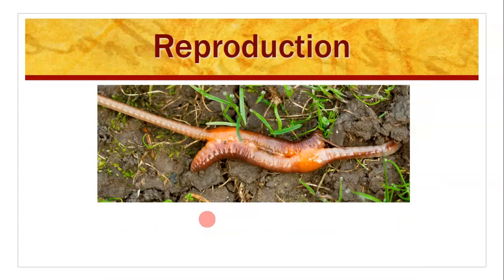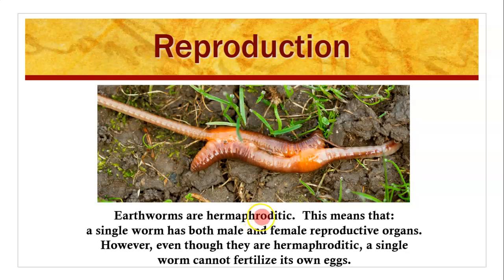Now, reproduction for this animal is fairly straightforward. They are hermaphroditic. That means that a single worm has both male and female reproductive organs, but even though they are a hermaphrodite, a single worm doesn't fertilize its own eggs. So they still use sexual reproduction, and they still use another partner to do that.